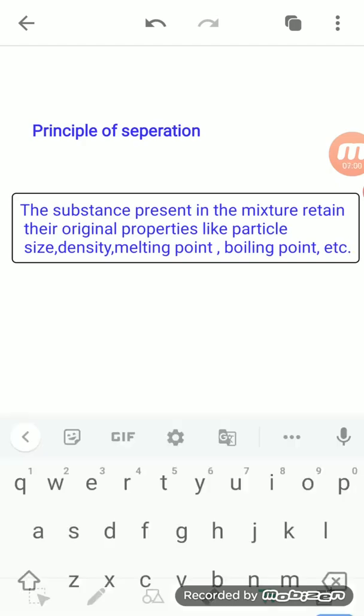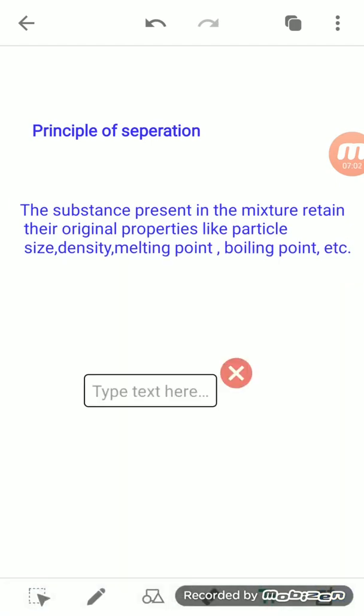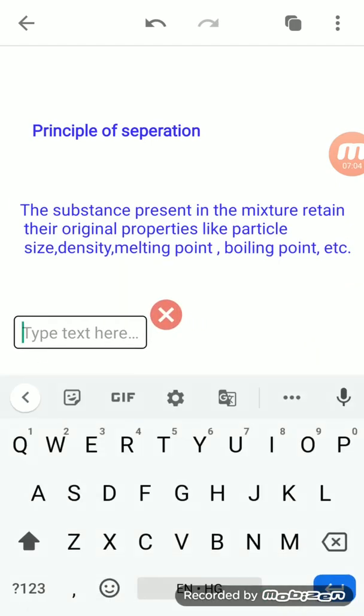Okay, now we will see the next one, and that is the principle of separation. On what basis does the separation of substances occur? The first one is this.